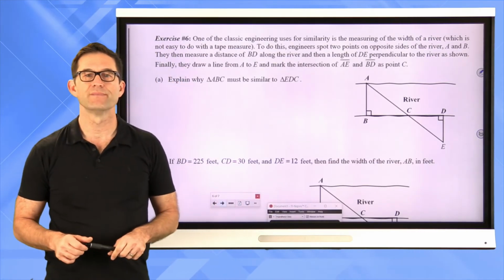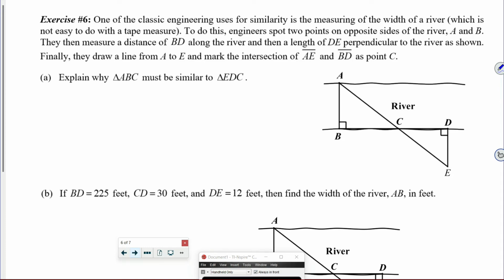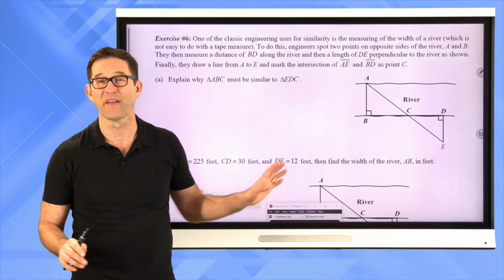Exercise number 6. One of the classic engineering uses for similarity is the measuring of the width of a river, which is not easy to do with a tape measure. To do this, engineers spot 2 points on opposite sides of the river, A and B. They then measure the distance of BD along the river and then a length of DE perpendicular to the river as shown. Finally, they draw a line from A to E and mark the intersection point of AE and BD as point C. Wow. Okay, so let's just make sure you've got this, right?